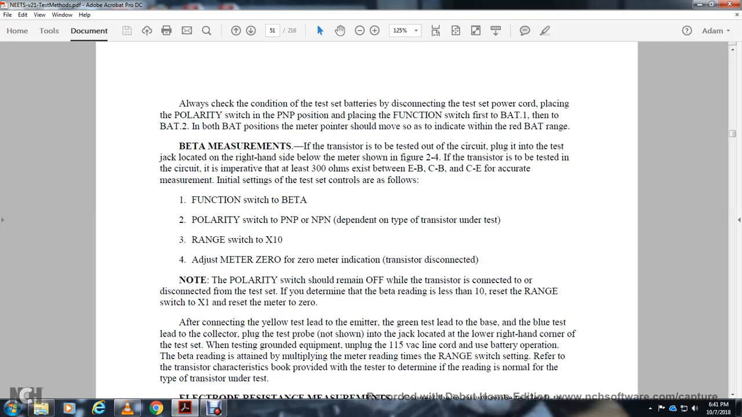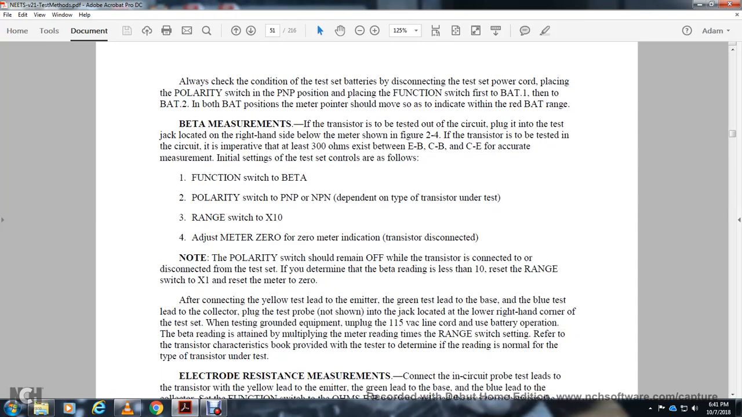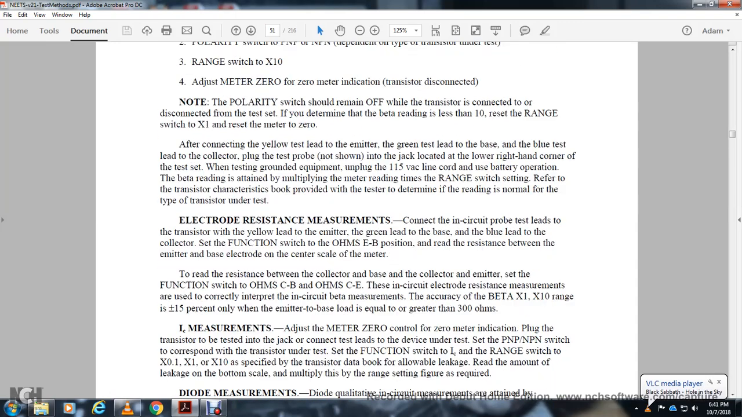Using the battery operation, note the meter reading obtained with the range switch setting. Refer to the transistor characteristics to determine the reading of the normal type of transistor under test.